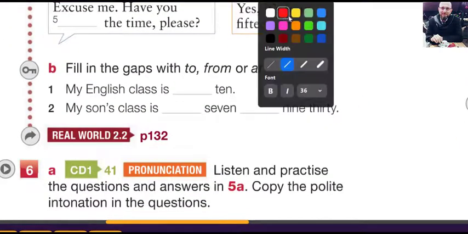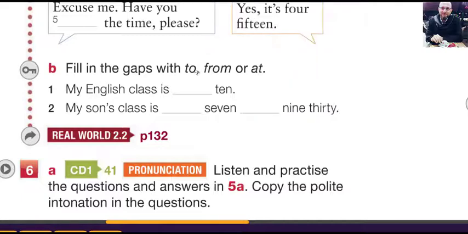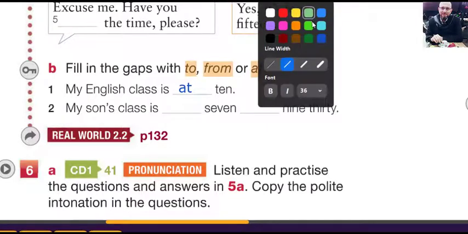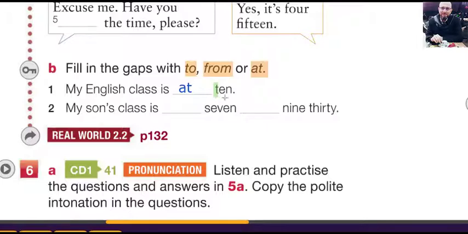Okay, here we have this exercise about filling in the gaps with to, from, or at. If we talk here, for example, say my English classes is what? Is at. So why? Look here, we only have one time. So we say at 10. What time, for example, is your breakfast? At 7 o'clock. What time is your bus? Is 8:15. So at is always with one time.